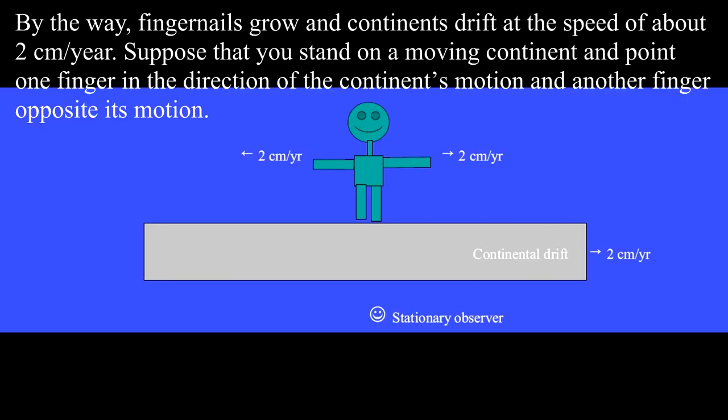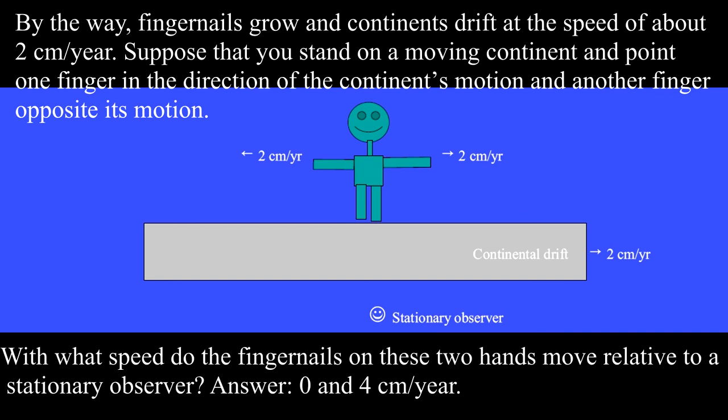By the way, fingernails grow and continents drift at the speed of about 2 centimeters per year. Suppose that you stand on a moving continent and point one finger in the direction of the continent's motion and another finger opposite its motion. With what speed do the fingernails on these two hands then move relative to a stationary observer? The answer is 0 and 4 centimeters per year.